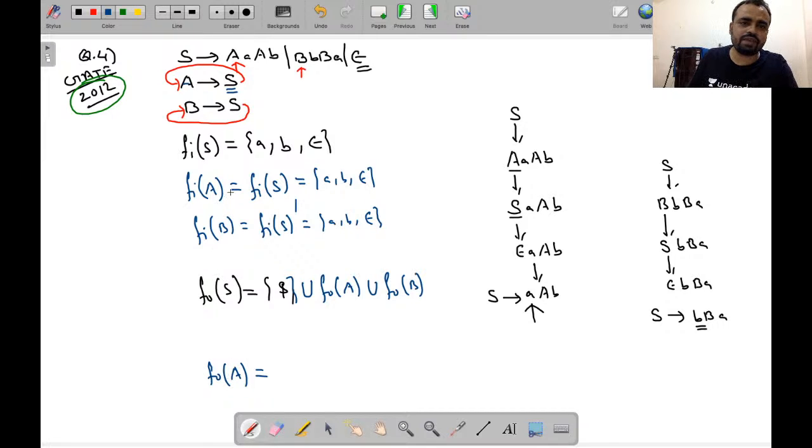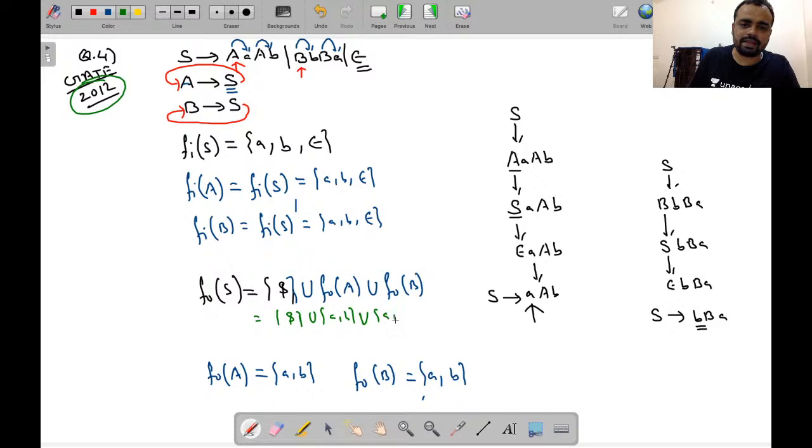So what is the follow of A? The follow of A is equal to a as well as b. Similarly, the follow of B is equal to b as well as a. So the follow of B is equal to a as well as b. So from here what we can derive, this is equivalent to dollar union ab union ab. Since this is a set, it is unique, so it is dollar, a and b.